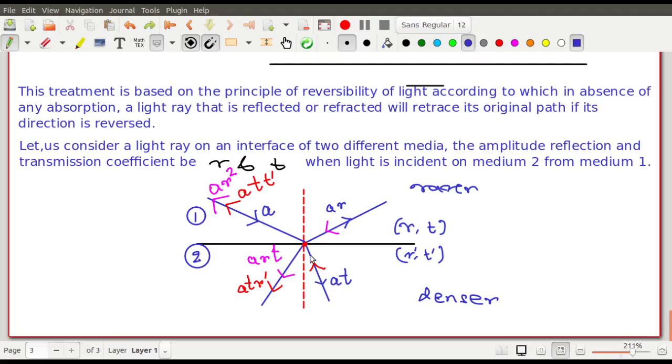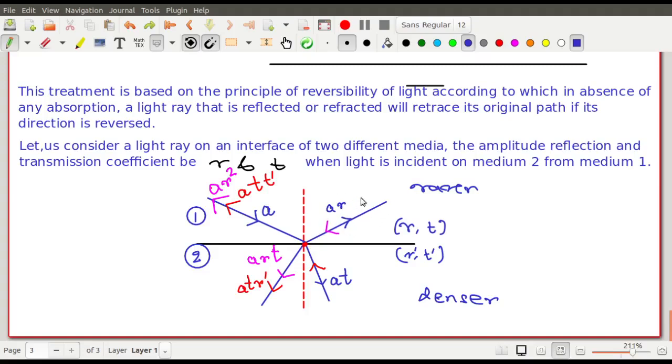Right, now I reverse the direction of the light. So if I reverse the direction of this AT, by this red symbol, a part will be reflected, AT is already there, and when it comes from medium 2, the coefficients will definitely change. So there is a reflection, so multiply by R dash, and this side, this red one, there is a transmission, multiply by T dash.